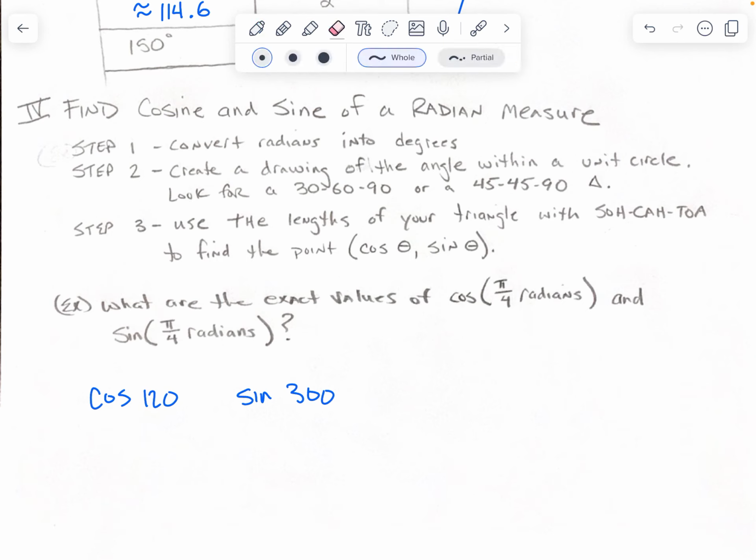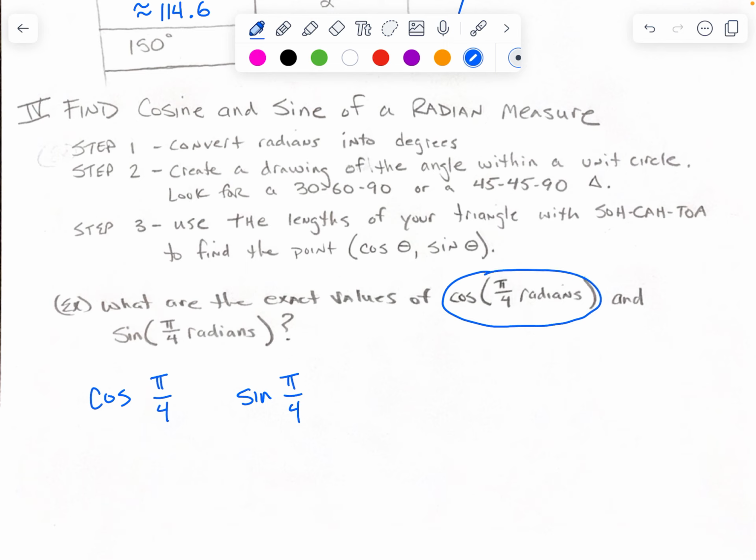So while today we worked on cosine of 120 or sine of 300, these are 2 examples I recall from class. What we're going to do is take out the degree and work on something else. We're going to work on a radian measure, which would look something like this: the cosine of pi over 4 radians or the sine of pi over 4 radians.